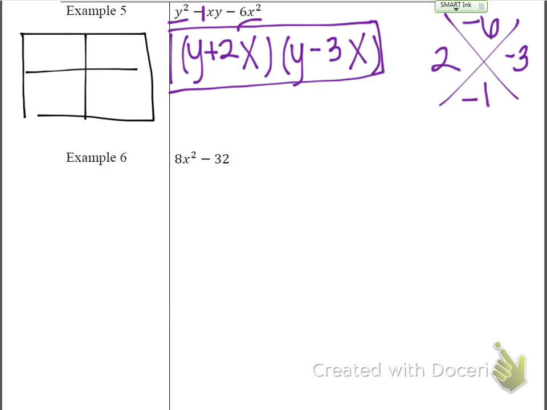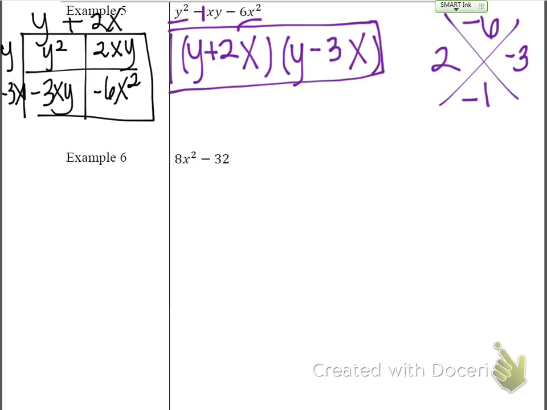Okay, so because I used FOIL in example 1, I'm going to use box here. So we're going to do y plus 2x across the top and y minus 3x down the side. When I multiply y times y, what do I get? Y squared. Y times 2x, what does that give me? 2xy, good. -3x times y. -3xy. And -3x times positive 2x. -6x squared. You guys see where the x squared comes from now?